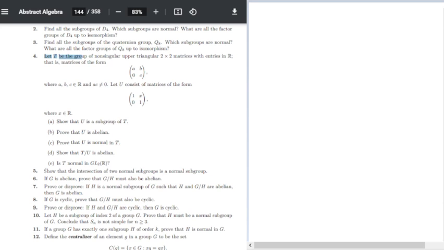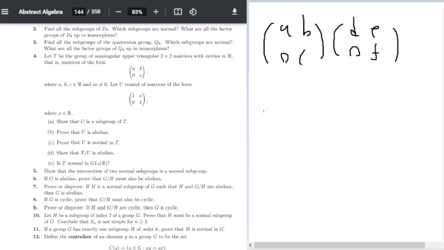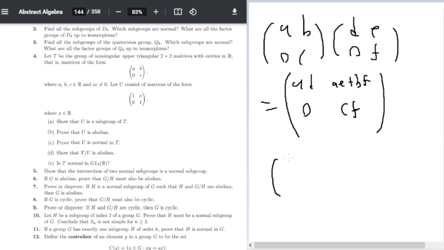I think the example we're supposed to use here is this. Because let's quick confirm, let's double check. A, B, 0, C and then D, E, 0, F is equal to A, D, 0, C, F, and then here we have A, E plus B, F. So plugging this in, we get that C. So we know that U is abelian, so we can't do that.